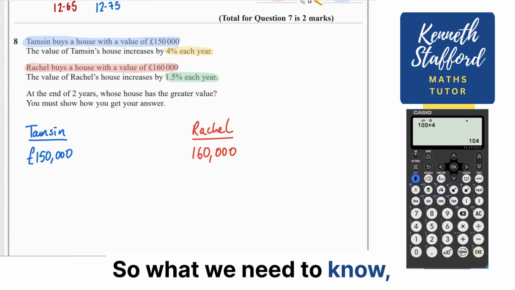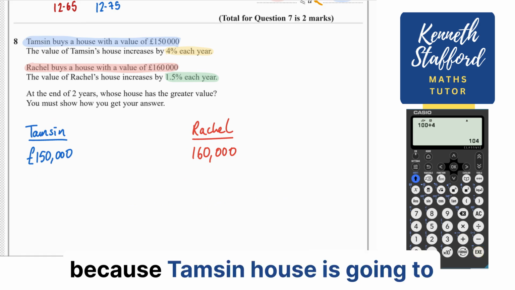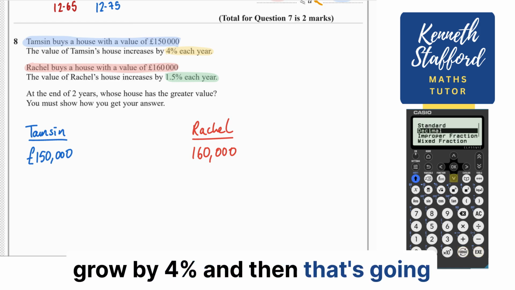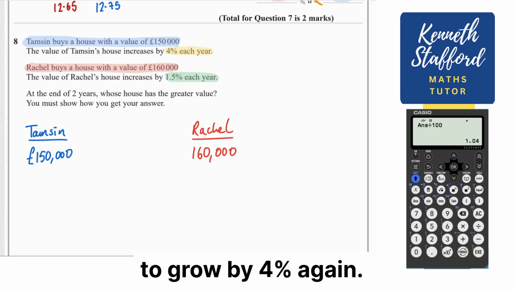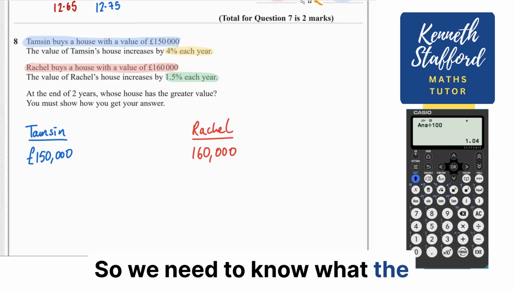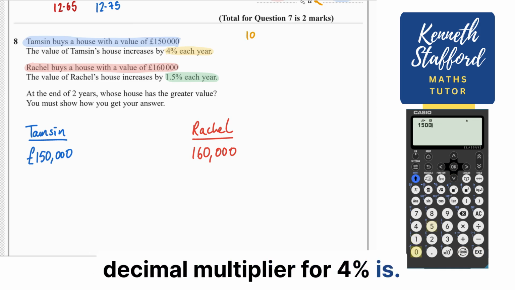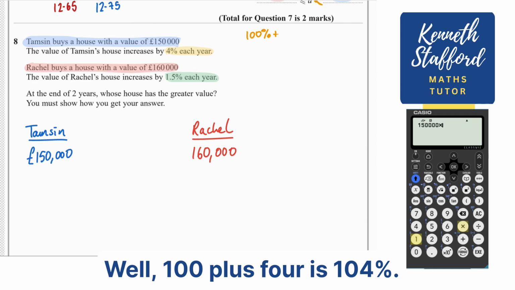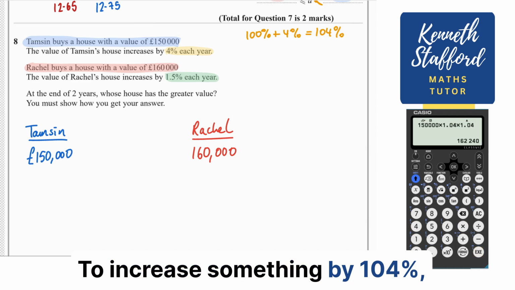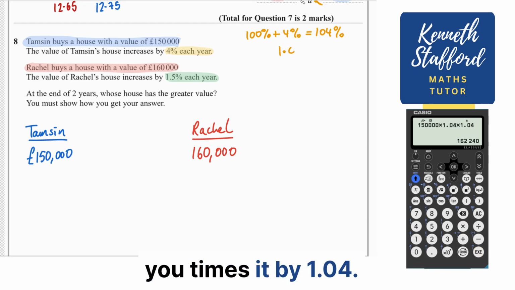So what we need to know, this is a compound interest question, because Tamsin's house is going to grow by 4%, and then that's going to grow by 4% again. So we need to know what the decimal multiplier for 4% is. Well, 100 plus 4 is 104%. To increase something by 104%, you times it by 1.04.